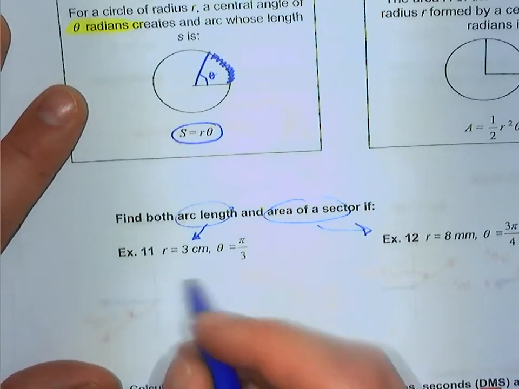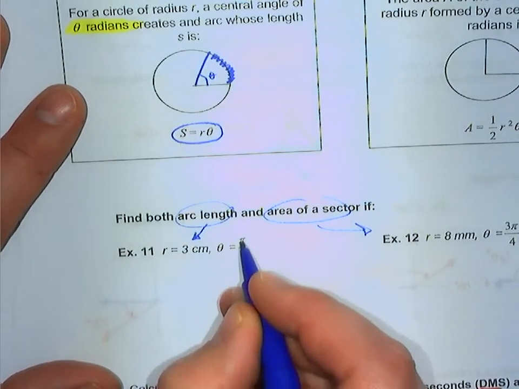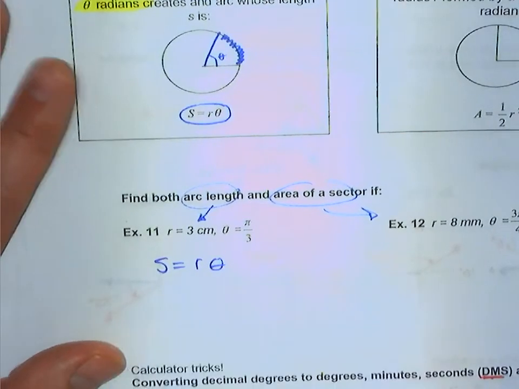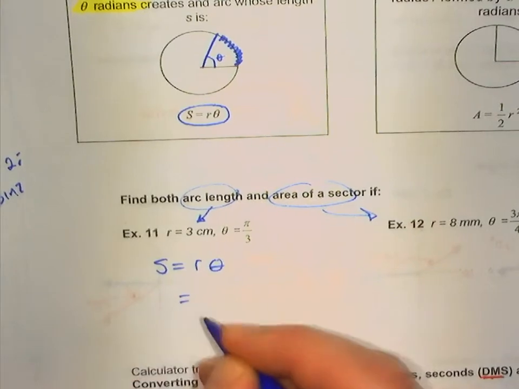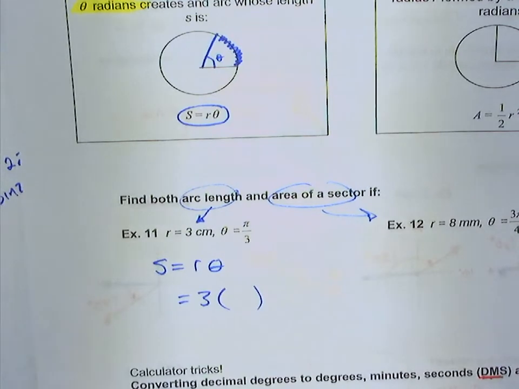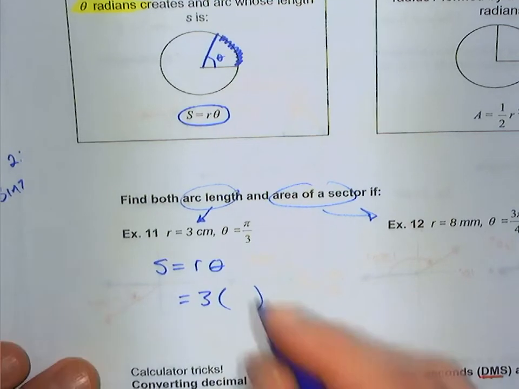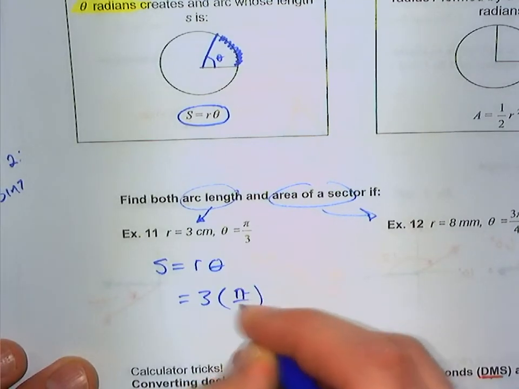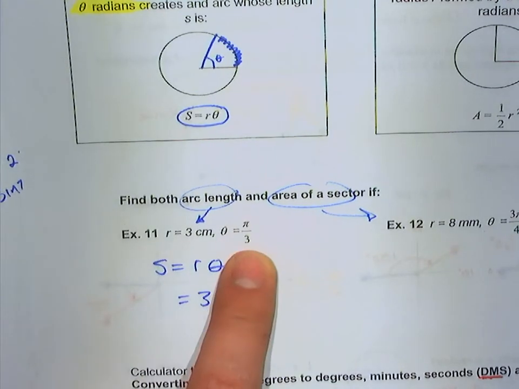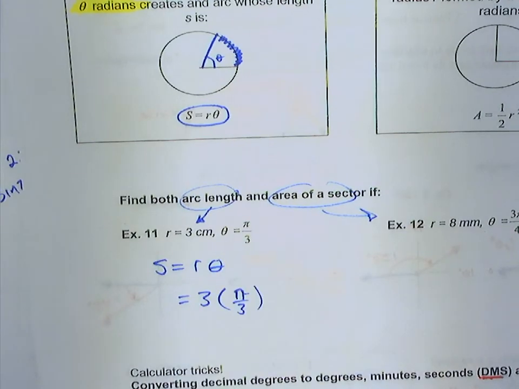Okay, so for number 11, I've got R equals 3 centimeters, and theta is pi over 3. And I'm going to plug into R times theta. Now, we have R. What's R? 3. Do we have theta in radians? It's either going to say it's in radians or it's going to have a pi in it. So is this in radians? You betcha. It has a pi over 3, so that's in radians. If you see a little degree symbol, like if you saw that this was 60 degrees, then we've got to convert that into pi over 3.